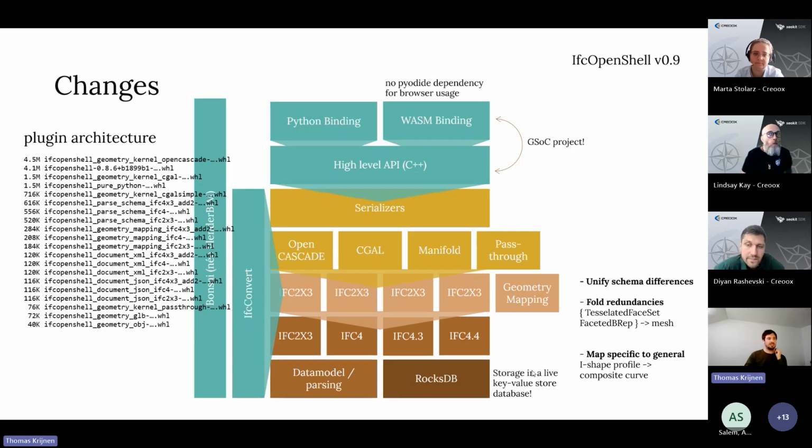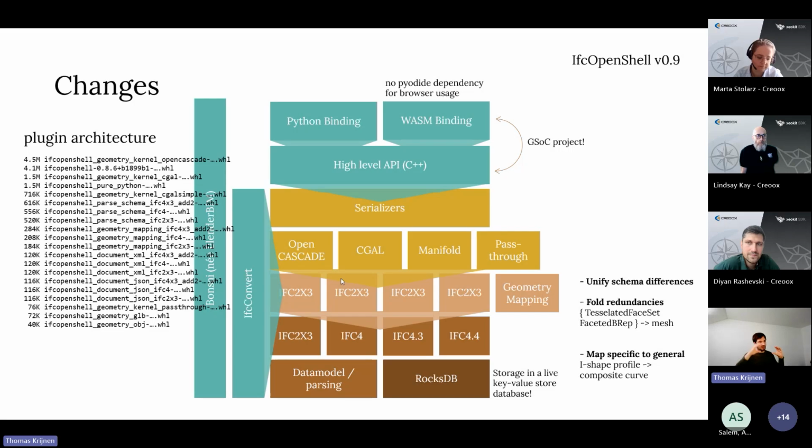I see there's a lot of IFC2x3 here, but that doesn't matter. Basically, we unify the schema differences. We eliminate redundancies. For example, in IFC, a tessellated face set or a faceted boundary representation is basically the same thing encoded in a different way. And there are some IFC-specific geometric forms, such as an I-shape profile definition that we translate here to a composite curve.